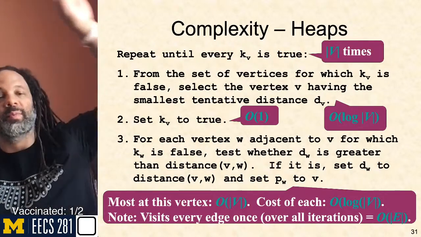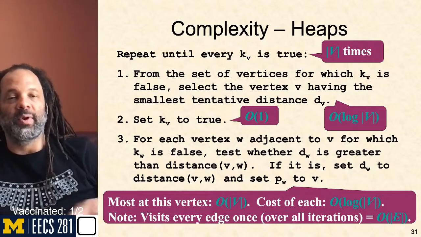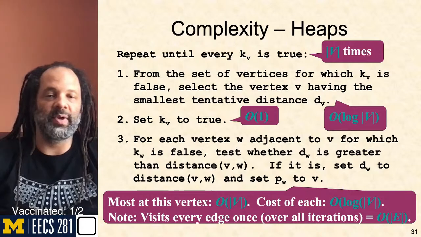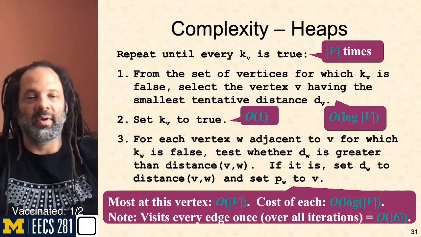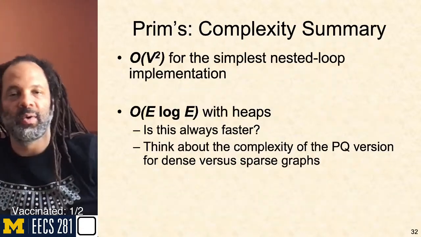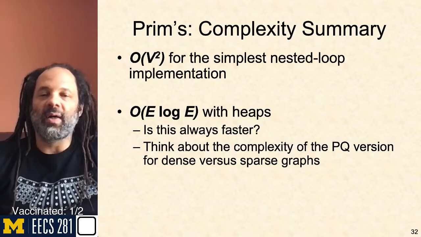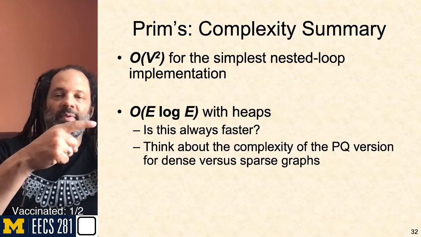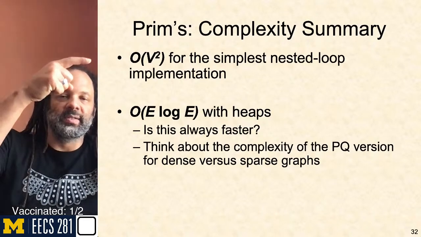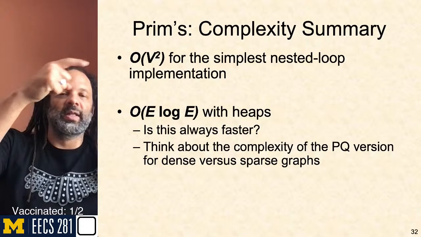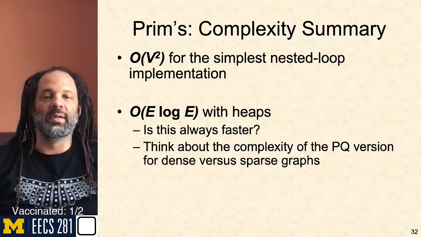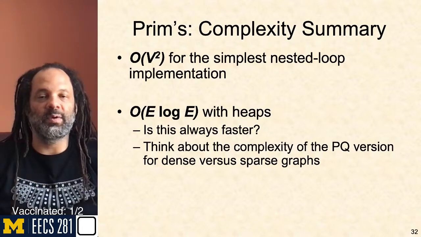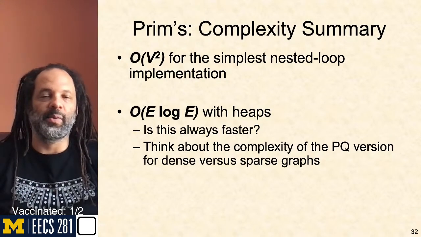So since my outer loop goes V times, I end up with something here that looks like V times the biggest thing from 1, 2, and 3, and it looks like I'm looking at a log V in there. So I end up with E log E or V log V, if you want to call it that, with heaps. When I'm doing the simple nested loop with the linear search, that's V squared. And so here's where your thought comes in there. I'm talking about PQ, dense versus sparse, what goes there.